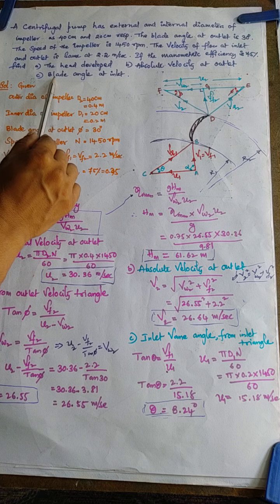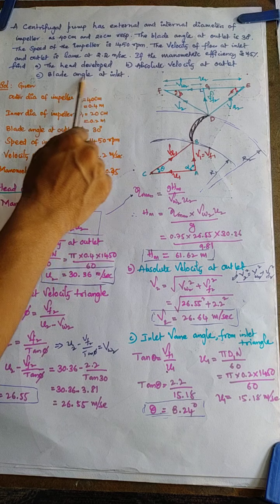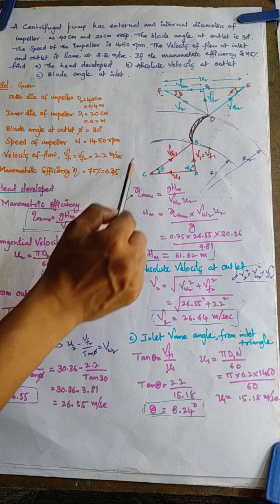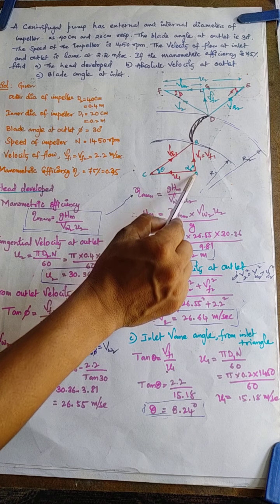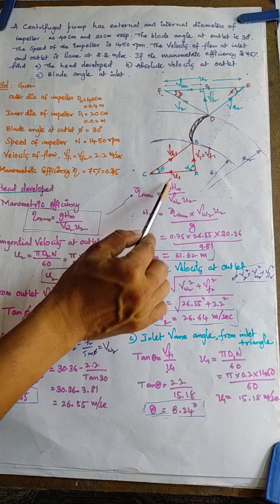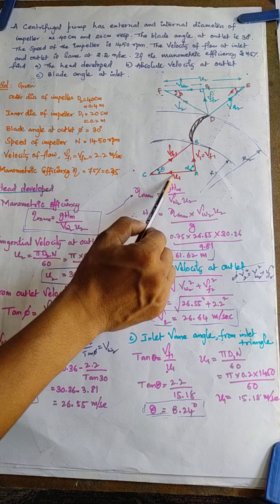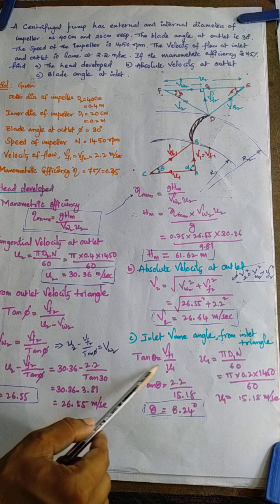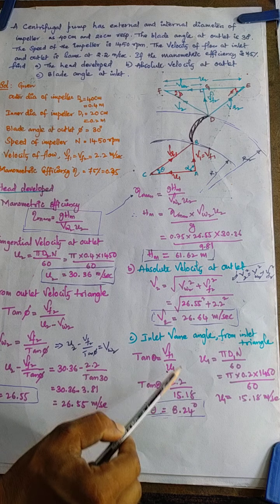And next, finally, we are asked to find the blade angle at inlet. The blade angle is the theta value. To find this theta value, use this side and the other side. This side by this side is nothing but the tan only. So tan theta equal to Vf1 by u1, that is opposite by adjacent.